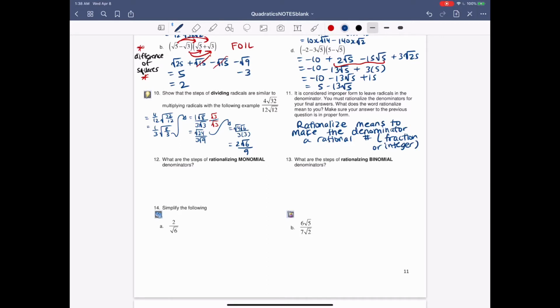Question 12. As we saw for question 10, we're going to rationalize a monomial, meaning there is no plus or minus between the terms. And how do we do that? We multiply the top and bottom by the radical you wish to eliminate.